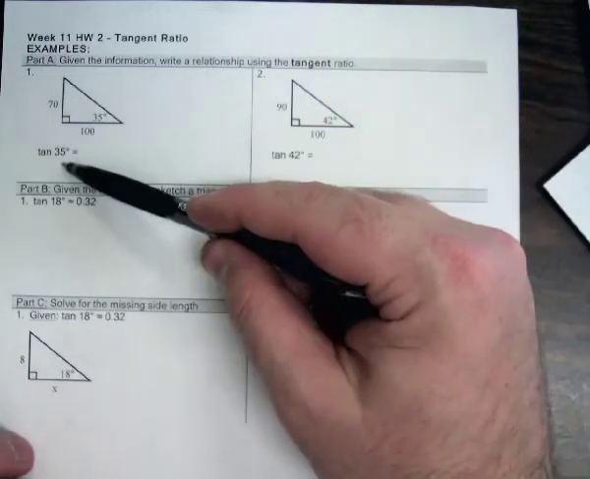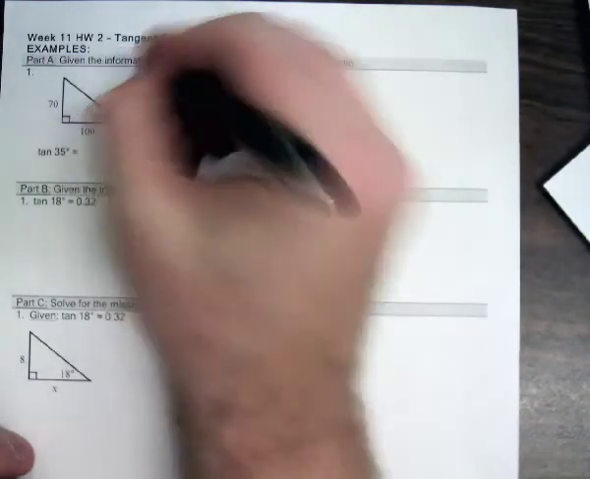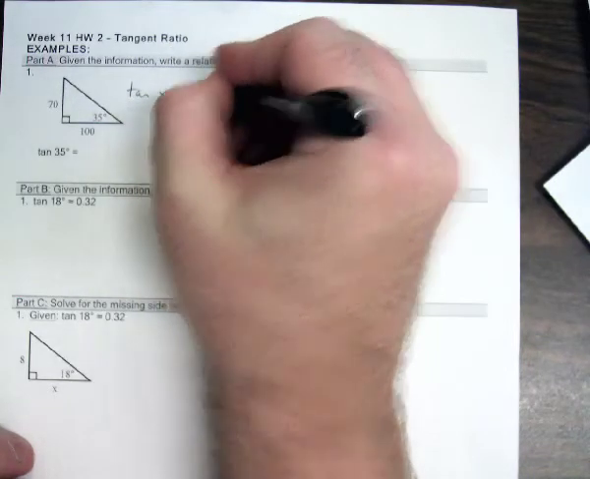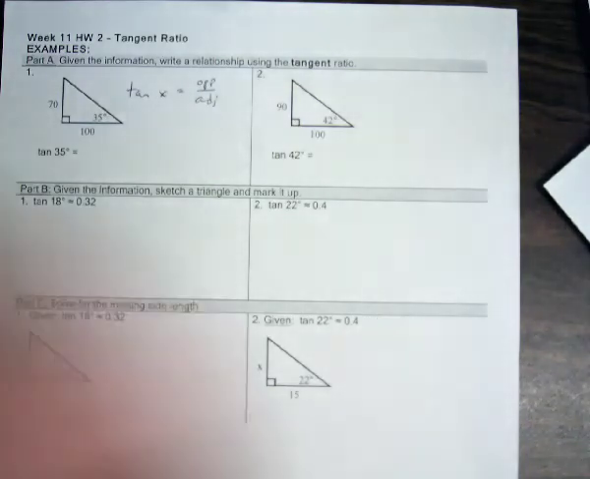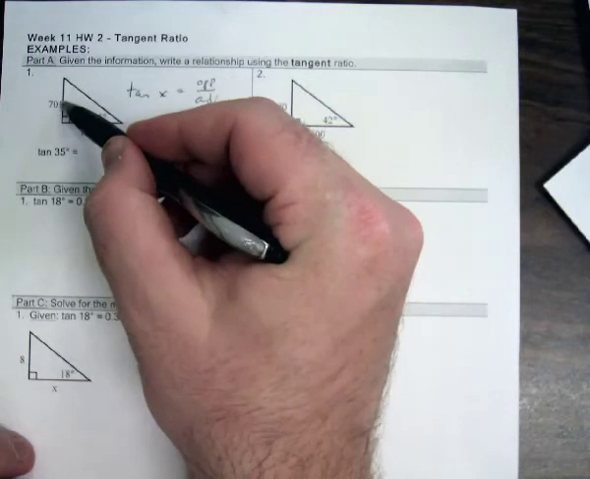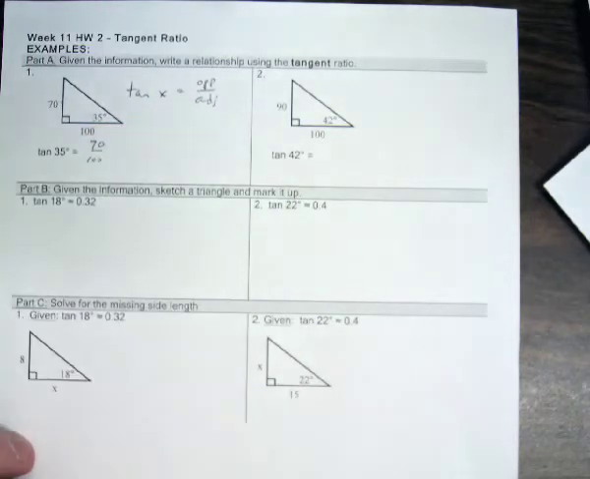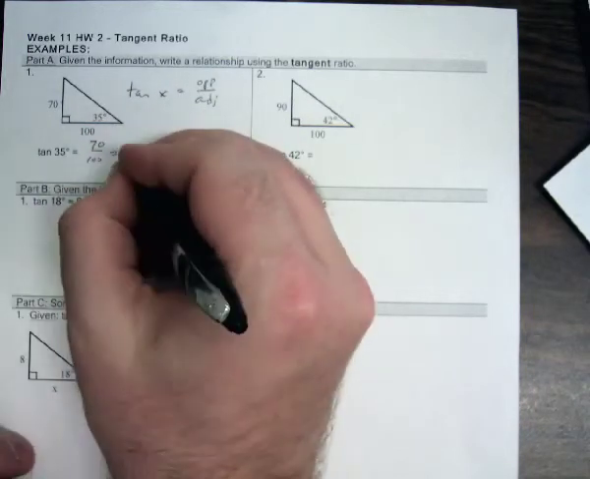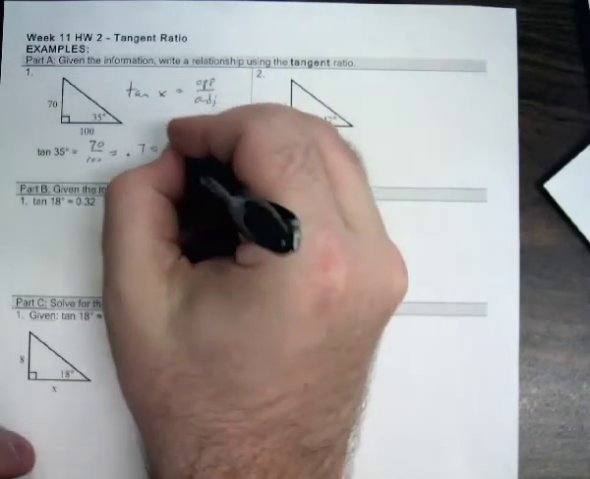So we say tan 35 is... so tangent of some angle is opposite over adjacent. So knowing that, what side is opposite 35 degrees? It's 70. So tan 35 equals 70 over 100, or 0.7, or 7 over 10.